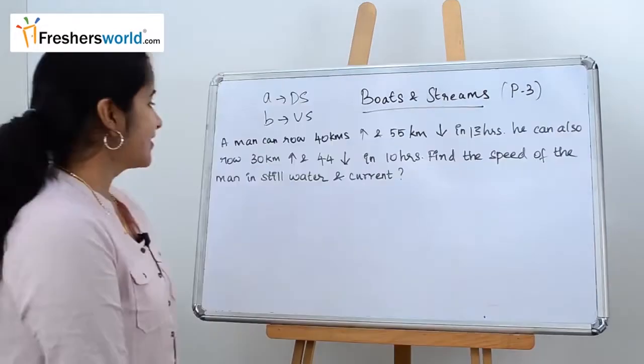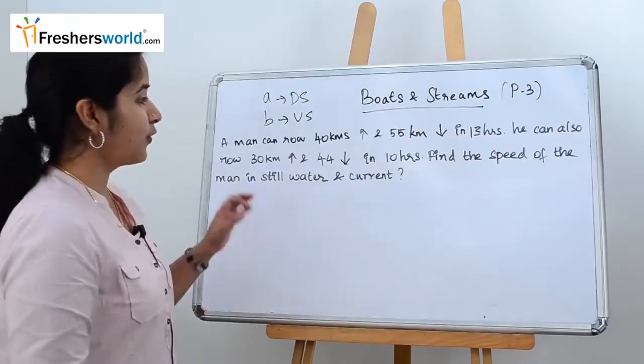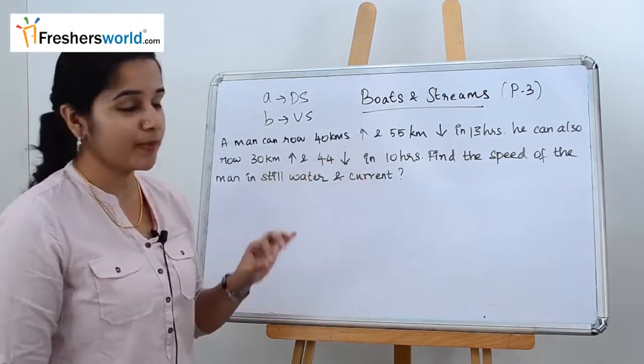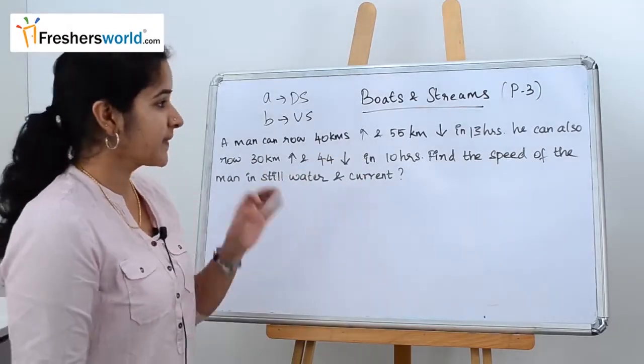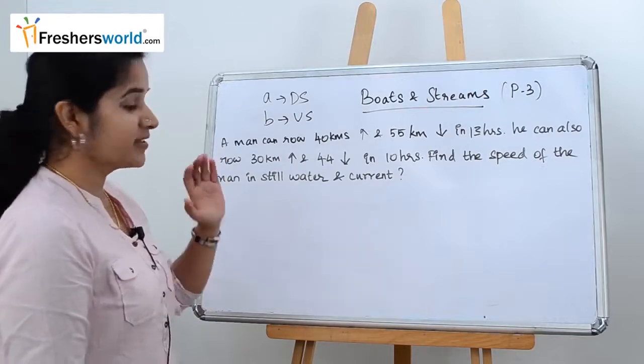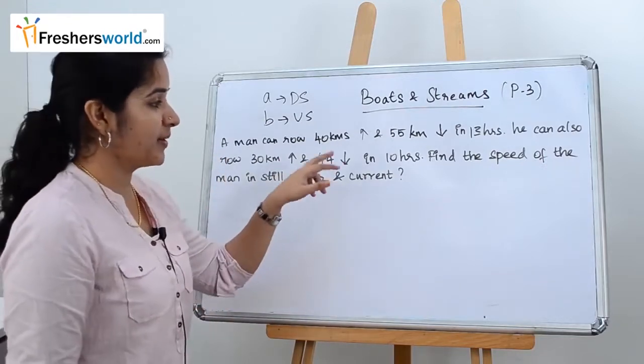Let's go to the next question. The question that they have given is, a man can row 40 kilometers upstream and 55 kilometers downstream in 13 hours. He can also row 30 kilometers upstream and 44 kilometers downstream in 10 hours.